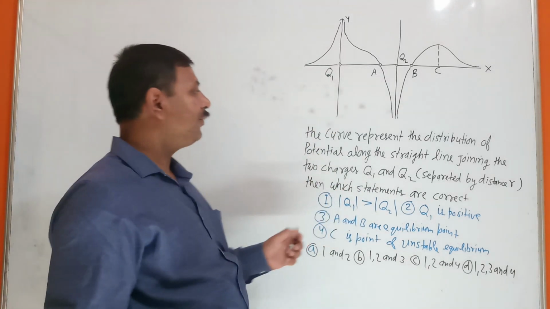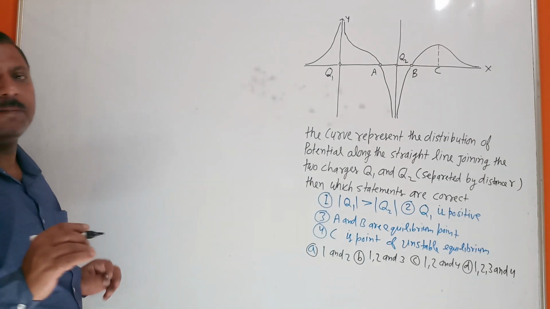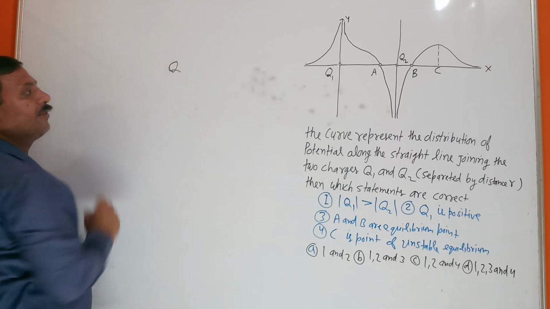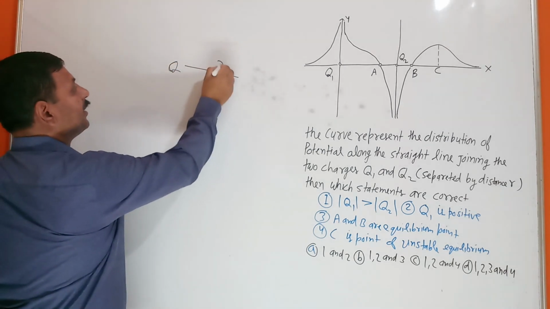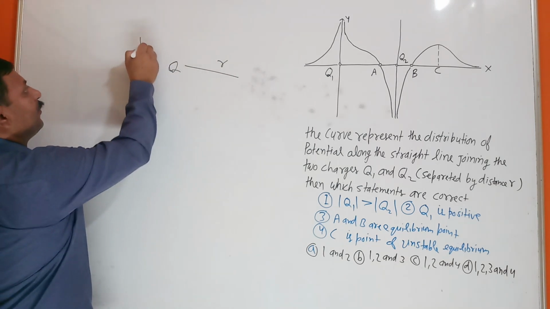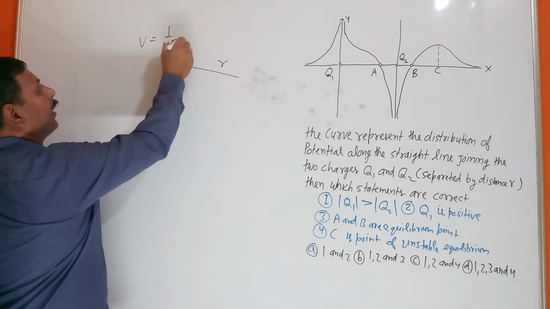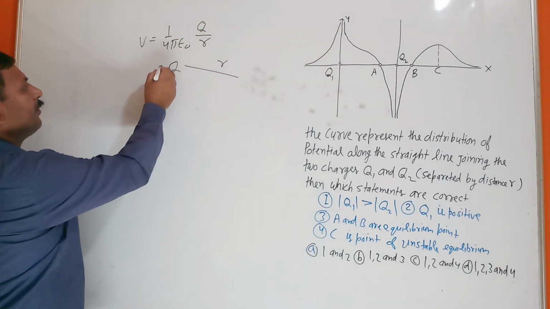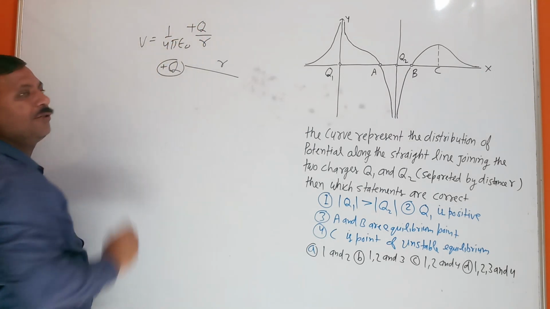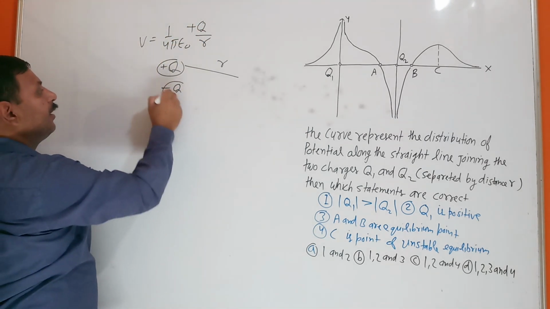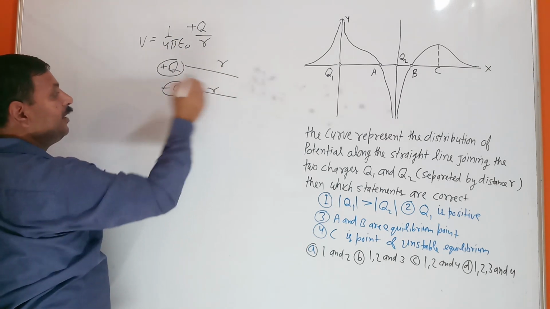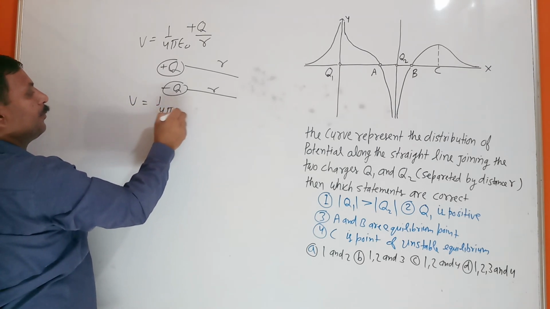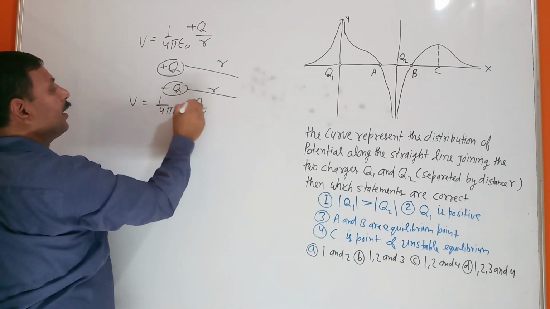How can you say? So see, firstly see the concept of potential. Q is a charge at distance R. What is the potential? Potential is equal to 1 upon 4 pi epsilon naught Q upon R. If a positive charge is there, potential will be positive. If a negative charge is there, potential is negative: 1 upon 4 pi epsilon naught minus Q1 upon R.